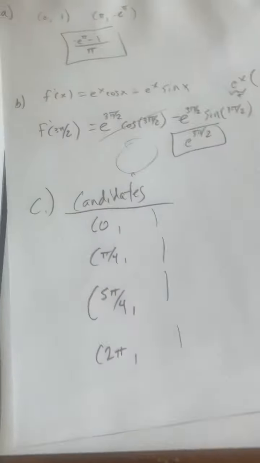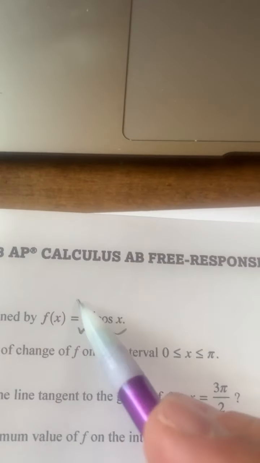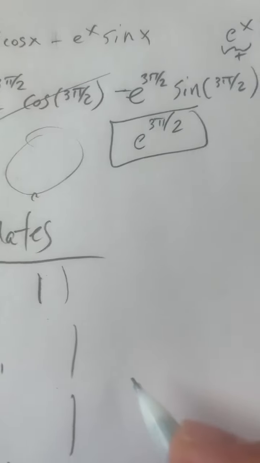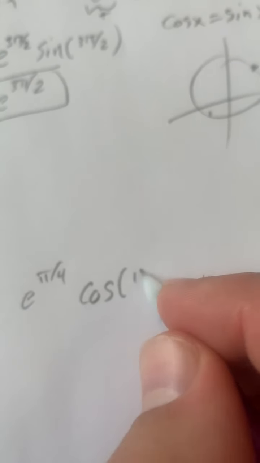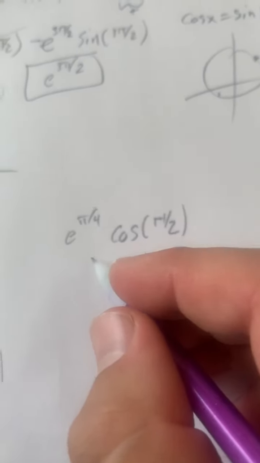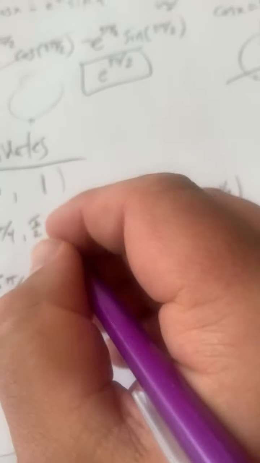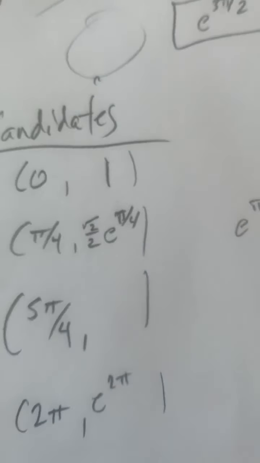So I'm trying to find these values. I've already found when I plug a 0 in, I get out a 1. If I plug a 2 pi in, I get e to the 2 pi times cosine of 2 pi. Cosine of 2 pi is 1, so we'll get e to the 2 pi. If I plug a pi over 4 in, I get e to the pi over 4 times cosine of pi over 4, which is 1 over root 2 or root 2 over 2. I'm sure most of you remember it as root 2 over 2. So I get root 2 over 2, e to the pi over 4. The answer key will say 1 over root 2. They don't rationalize it. Your answer would be fine.